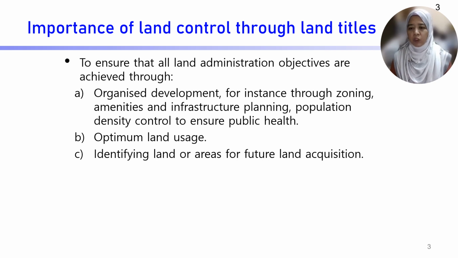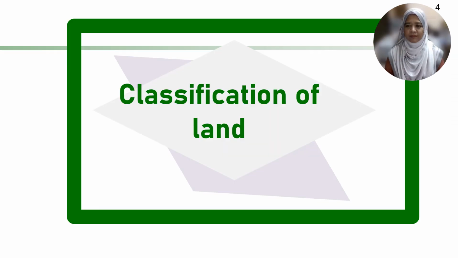Now we're going to begin with the classification of land under the National Land Code. Not to be confused with the category of land. Land category under the National Land Code is governed by Section 52. Classification of land is governed by Section 51.